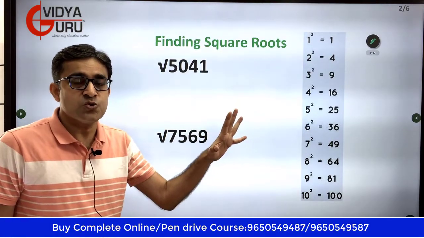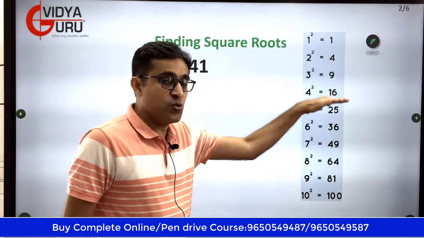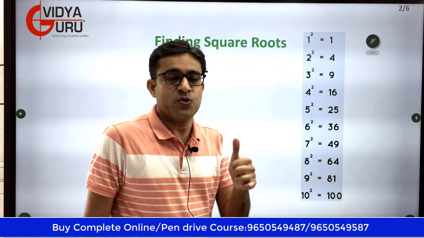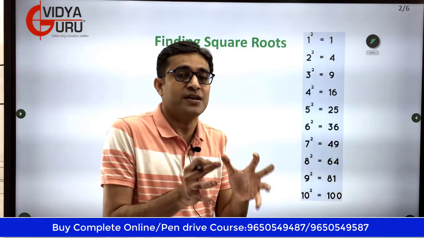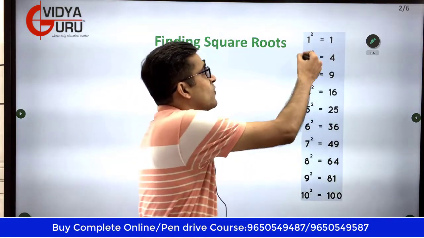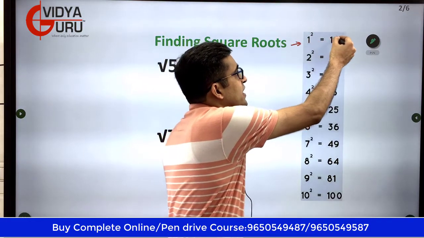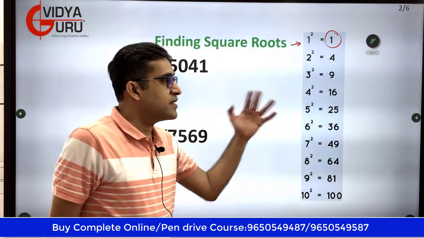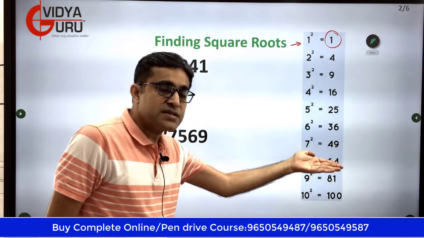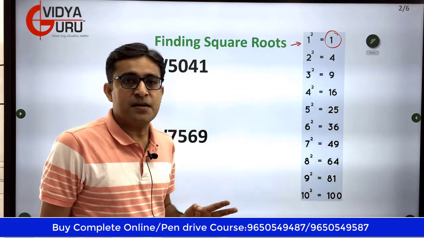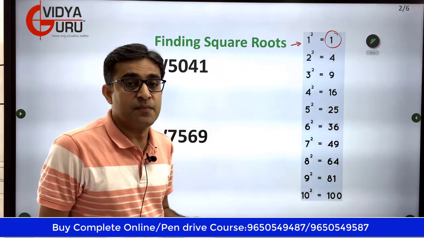But before I teach you the shortcuts, you have to do some groundwork. You have to look at the units digit. The most important aspect, students, is to understand the concept of units digit. So 1 square is 1, 2 square is 4, 3 square is 9. What I am discussing here is basically the squares of the first 10 numbers. Why the squares of the first 10 numbers?